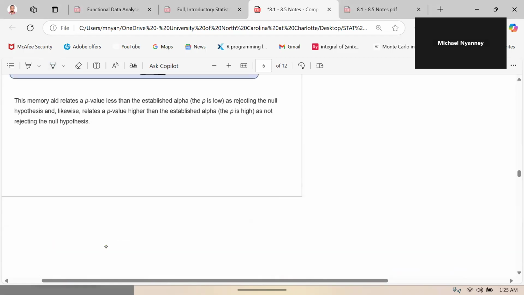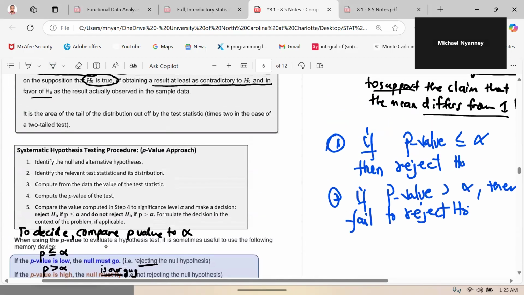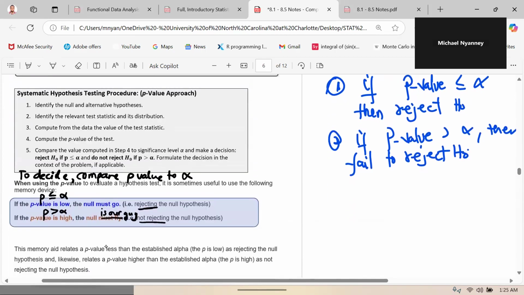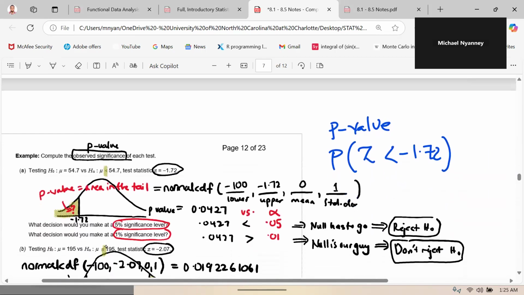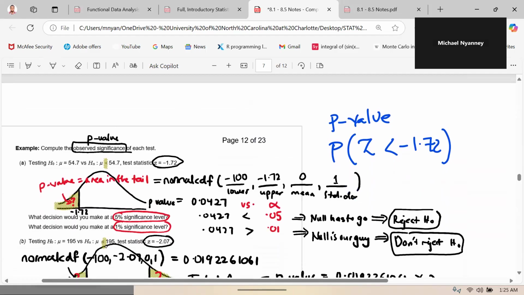Based on the comparison, what do we do? We're saying that if our p-value is less than or equal to alpha, then we reject H0. If it is greater than, then you fail to reject. So if you compare it with an alpha of 0.05, we realize that it is less than it, so we reject H0. That is the decision that we make. But if you choose an alpha of 0.01, then our p-value is greater than it, so we fail to reject H0. That is all. You're good.